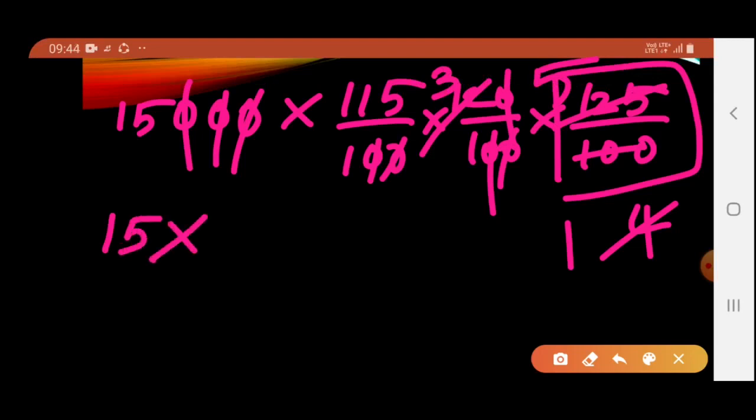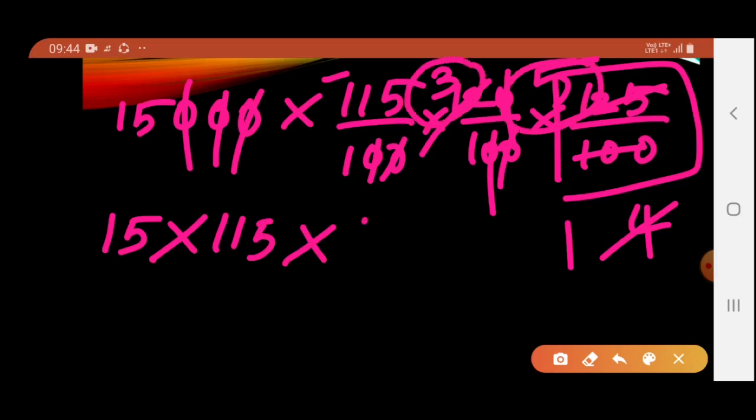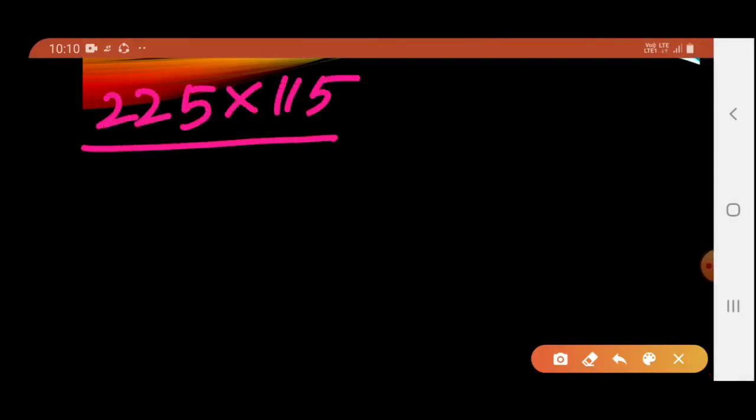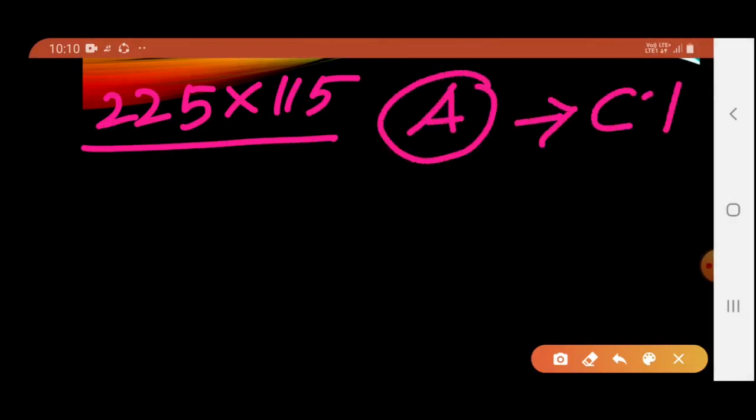15 into this term 115, into here 3, here 5. 3 5s are 15. Okay, now 15 we can multiply directly. We know 15 is 225 into 115. If you multiply 225 with 115, we will get the amount. From this amount we have to find compound interest. Now we will multiply that.